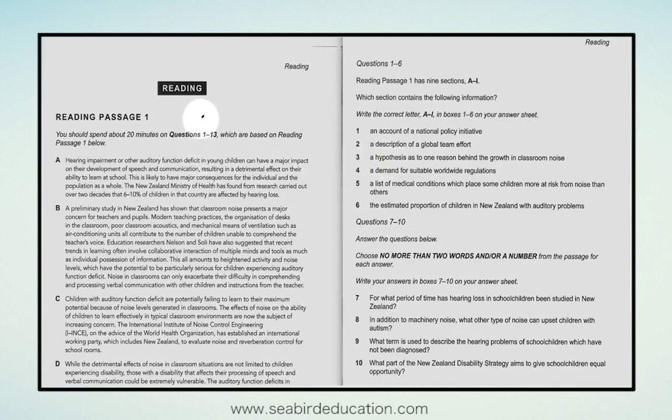Now, as you can see here, this reading text has no title, so we are completely in the dark as to what it's talking about. So in this case, it might be worth reading the first paragraph and then coming to the questions and then skimming and finding the keywords here. So let's have a look at the first paragraph.